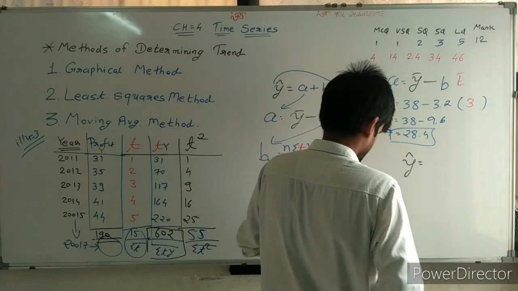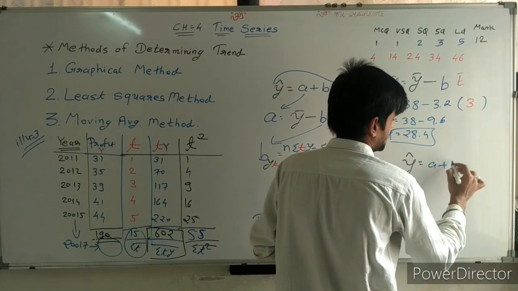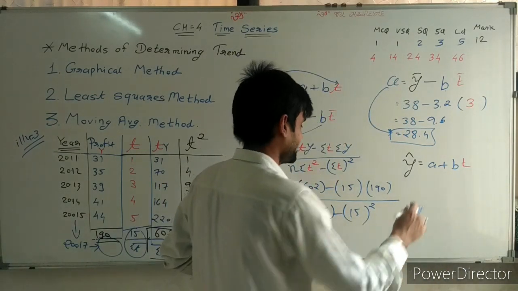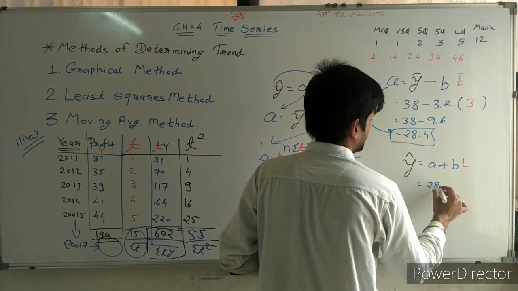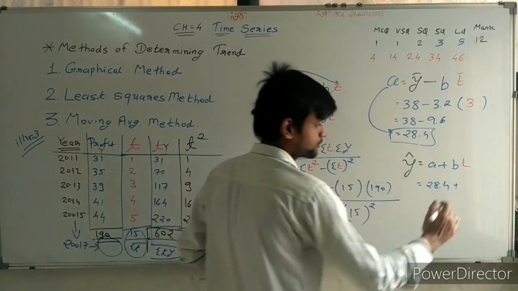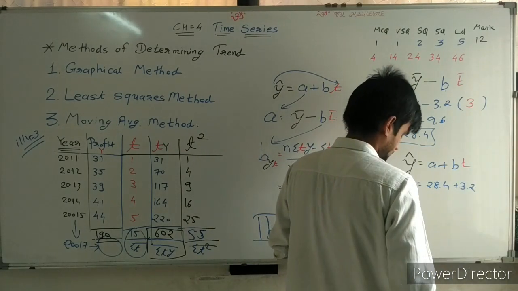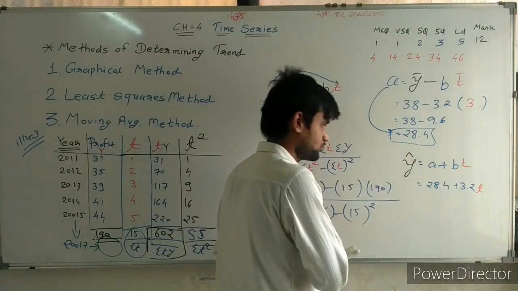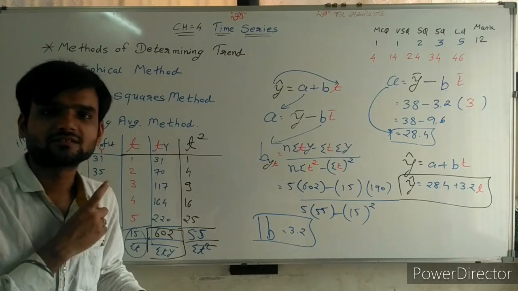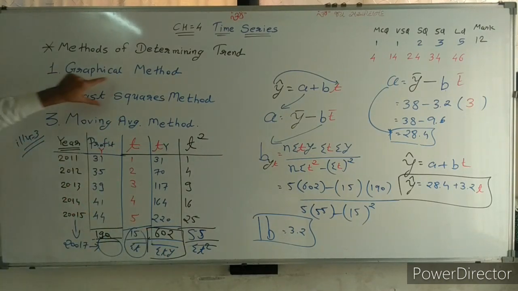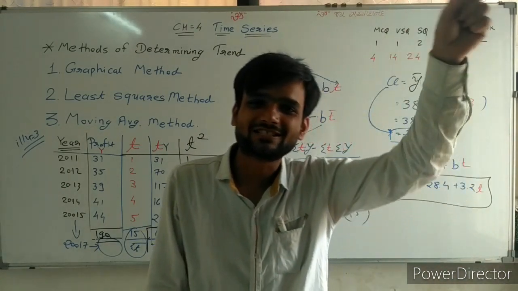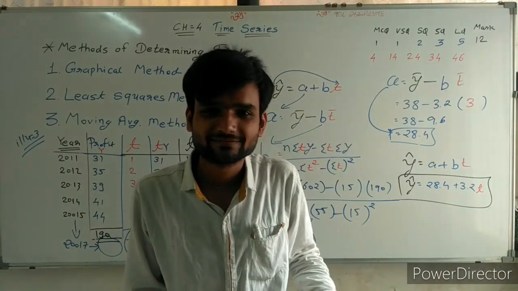Y cap is equal to A plus B into T. Now what is A? 28.4. This is the value of A. Plus B, 3.2, into T. So this is my trend line, and this trend line is found by using the least square method. Now what is the change, sir? Same method as chapter number 3, regression line.